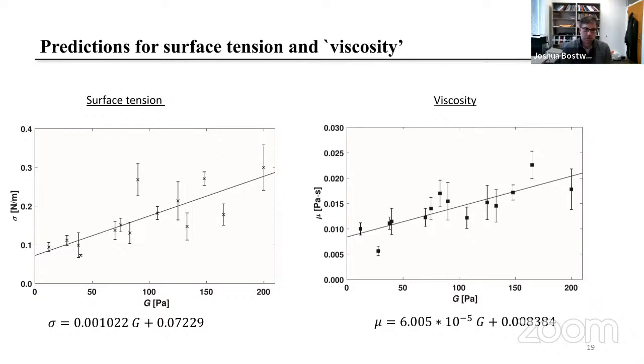So the thing that we were encouraged with is this regime over here for the small G, right? That we were able to capture the water surface tension and viscosity values. Because when you have zero elastic modulus, this basically means that you have an agarose solution that's almost all water, and you have a little bit of polymer in it. So it should theoretically exhibit the properties of water in general.